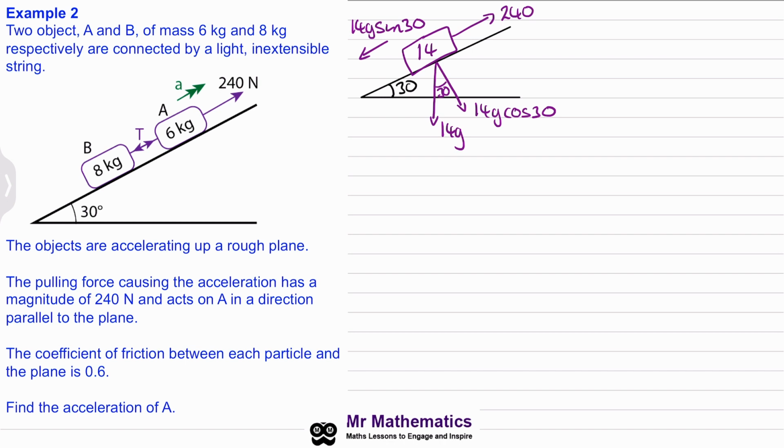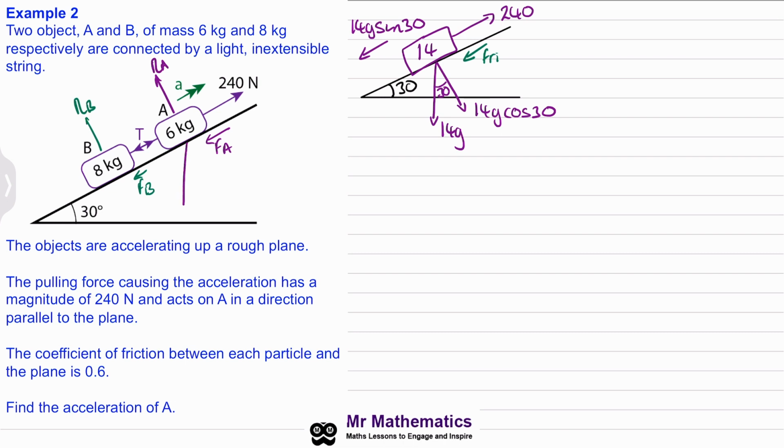But we also know there'll be a friction opposing the motion, and we can work out this frictional force by adding the friction at A separately to the friction at B. We know these are two different forces because their normal reactions, we'll call RA and RB, will be different. So the next step is to work out RA and RB.